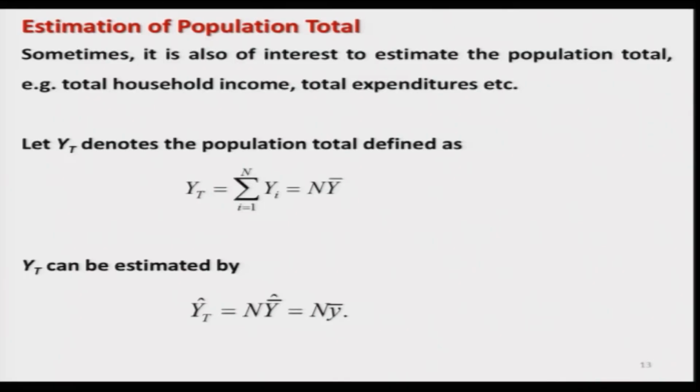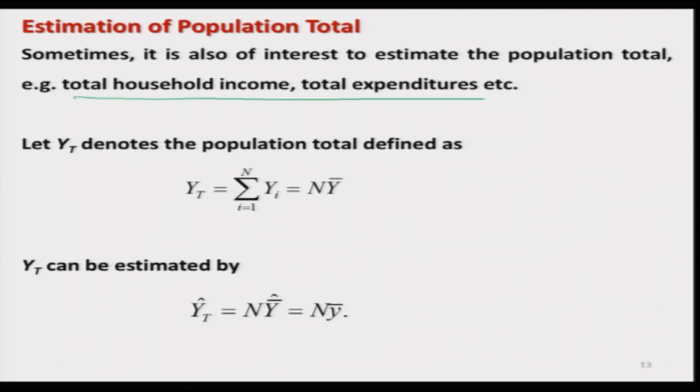So, here I would like to show you that there is a one-to-one correspondence between the estimation of population mean and estimation of the population total. In order to estimate the population total, you do not have to do anything new; the results you have obtained for the population mean can be directly used here with a very minor modification. How? Let me try to show you in this slide. Sometimes we are interested in estimating the population total, for example the total household income, total expenditure, etc.